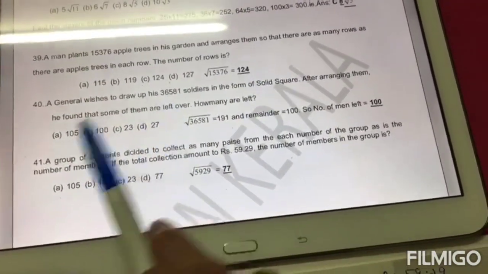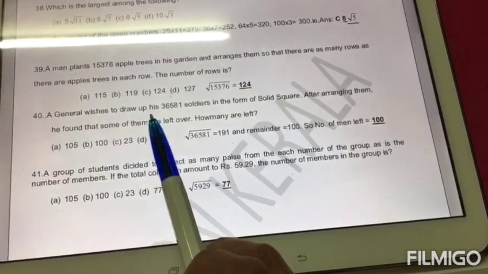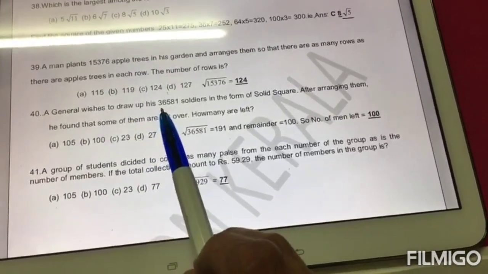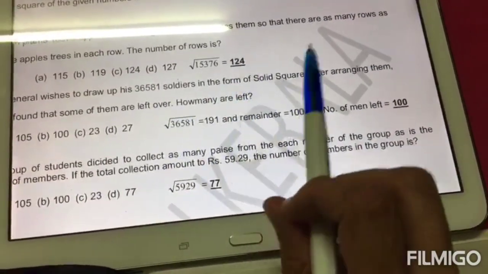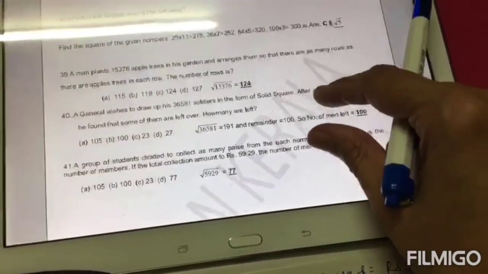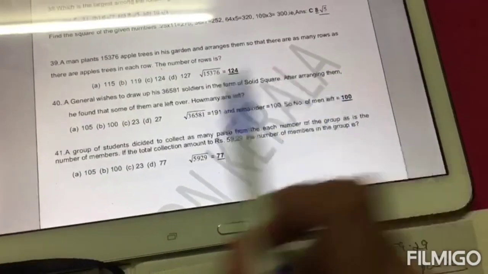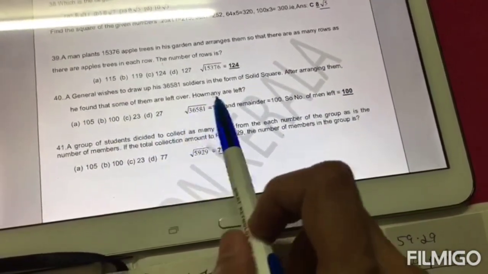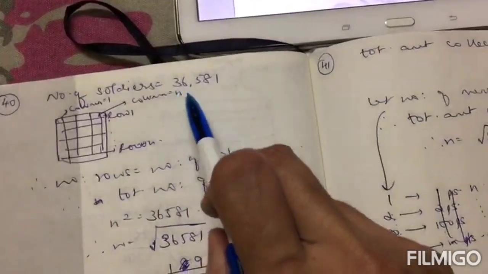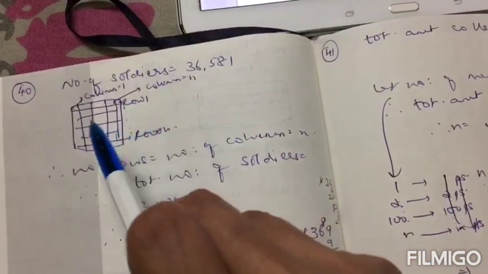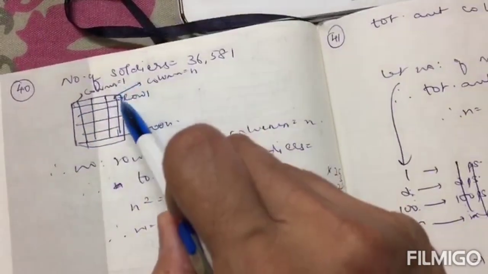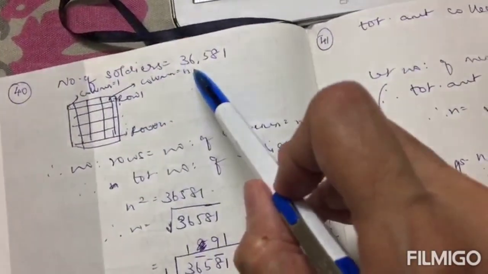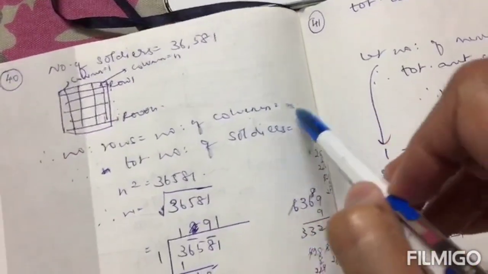Number 40. A general wishes to draw up or arrange his 36,581 soldiers in the form of a solid square. After arranging them, he found that some of them are left over. How many are left? Now the total number of soldiers is 36,581. He wants to arrange them in the form of a solid square. So that means the number of columns is equal to the number of rows. Let the number of columns be equal to n. Therefore, the number of rows is also equal to n.